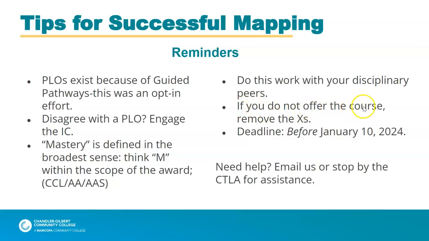If you do not offer the course at Chandler Gilbert, you signal this by removing the X's from that column on your PAC map. That will signal to us that the course is not offered at Chandler Gilbert. But if the course is offered at Chandler Gilbert, the X's need to become an I, an R, an M, and this work needs to be completed before January 10th, 2024.